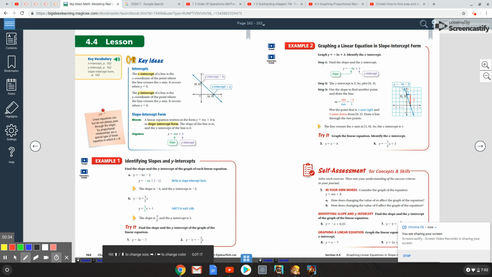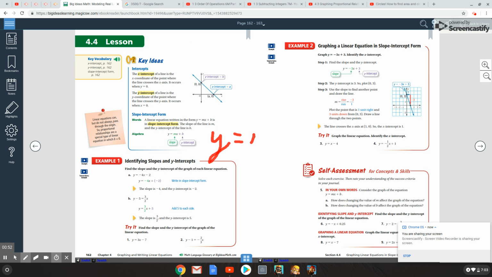As you can see over here, we have example 1. Find the slope and y-intercept of the graph of each linear equation. Every slope-intercept equation is written y equals mx plus b. Y is the y-coordinate, x is x-coordinate, m is the slope, and b is the y-intercept.